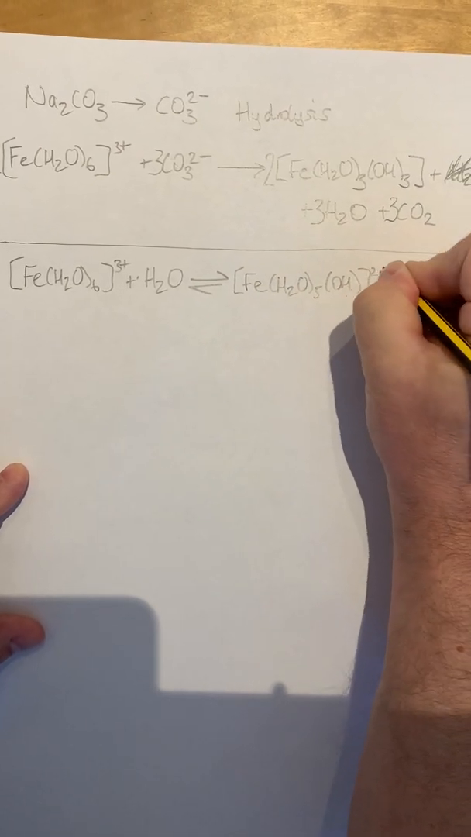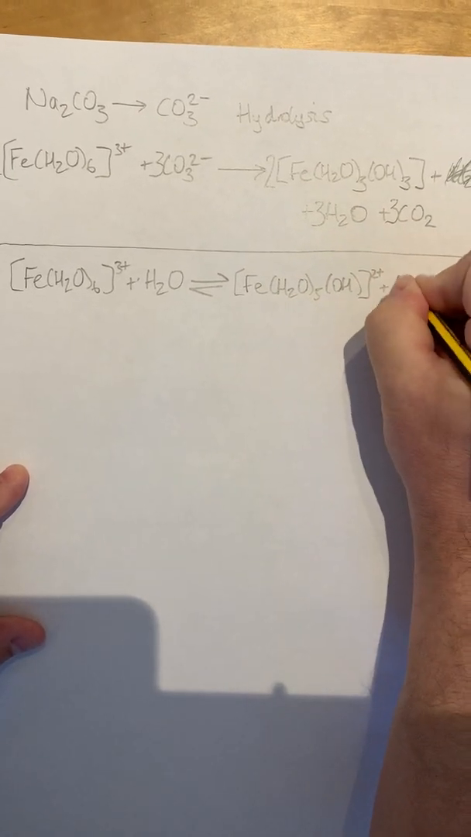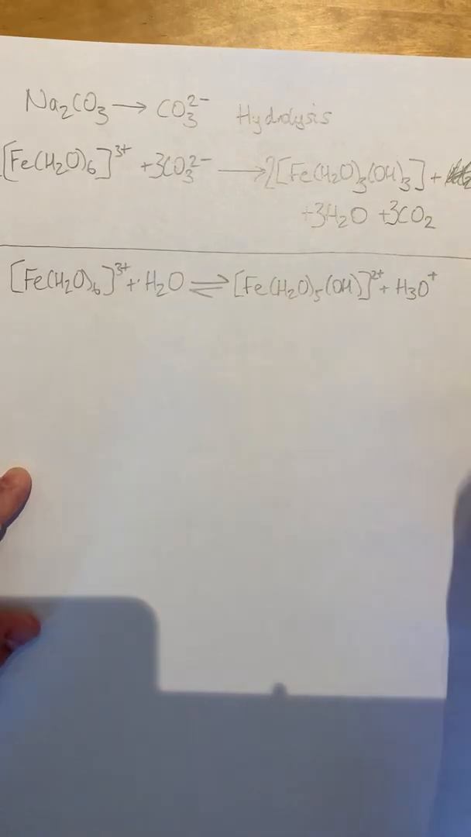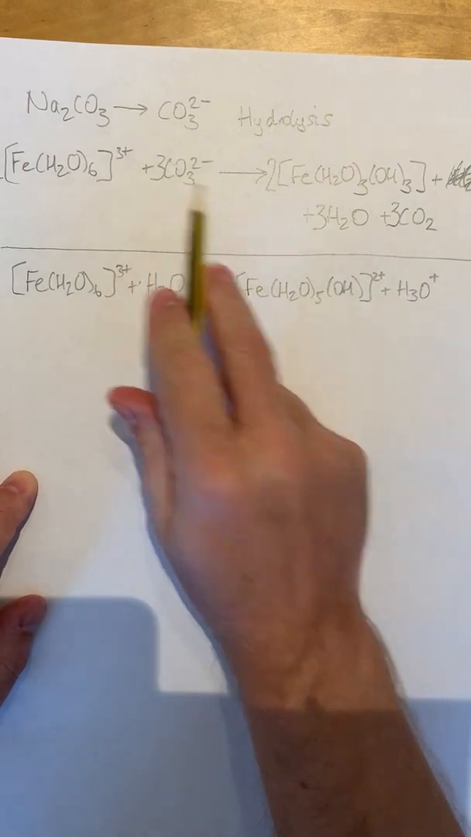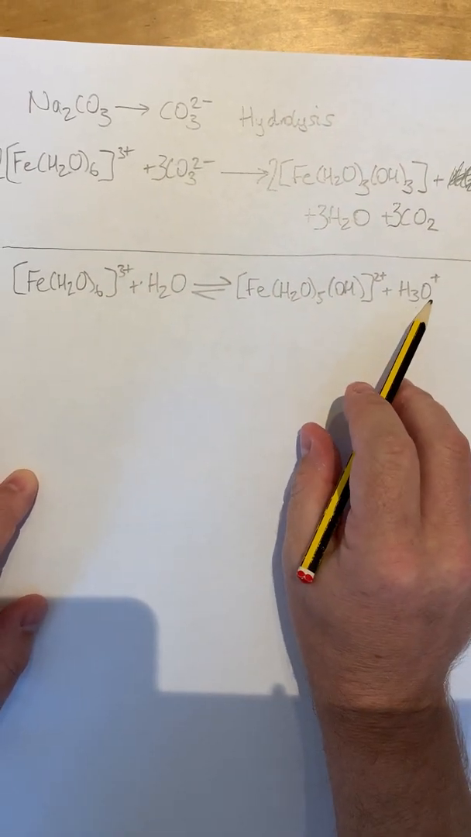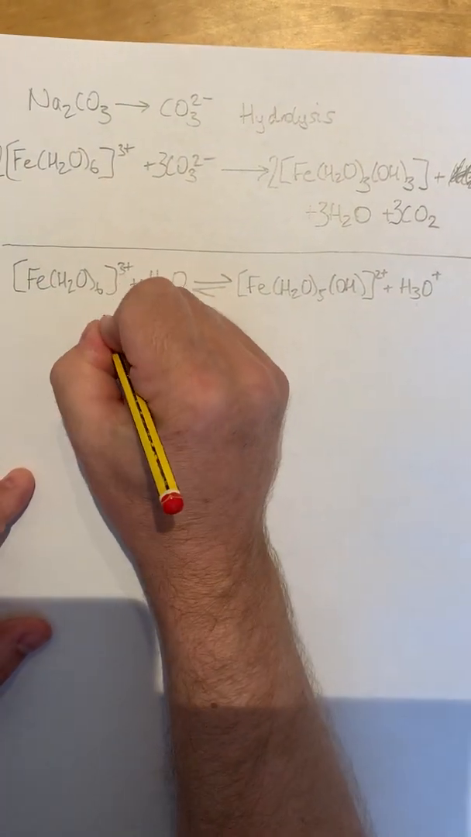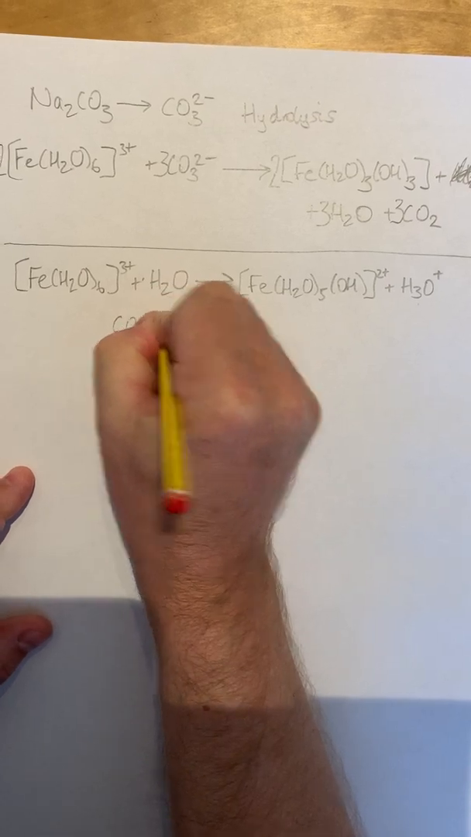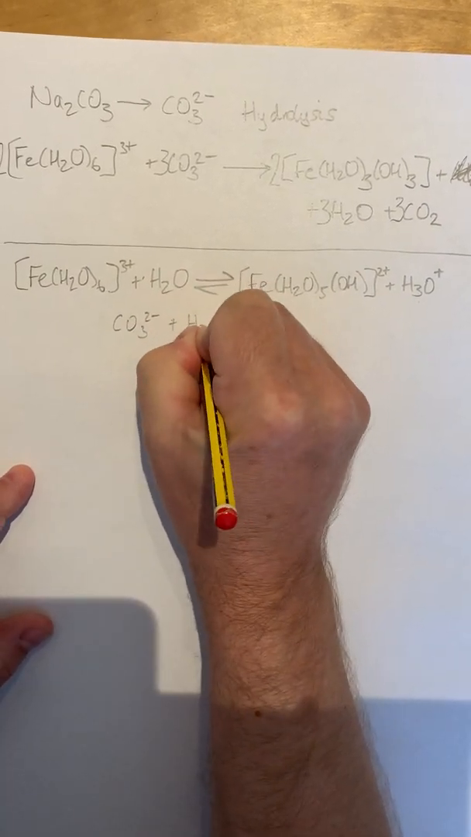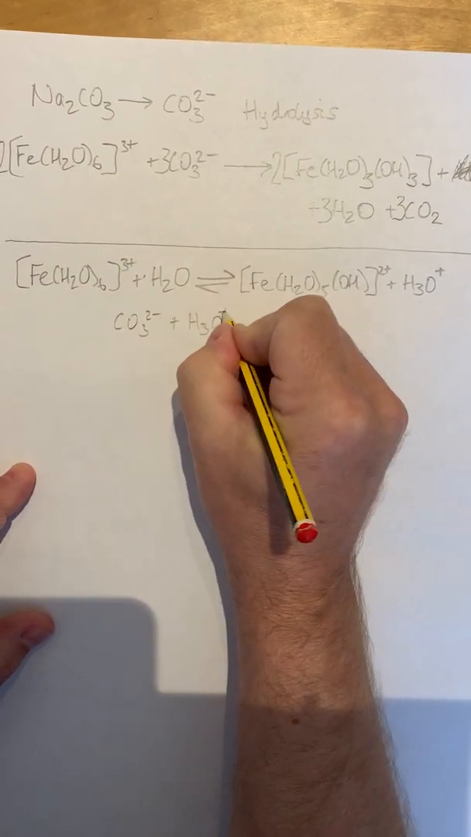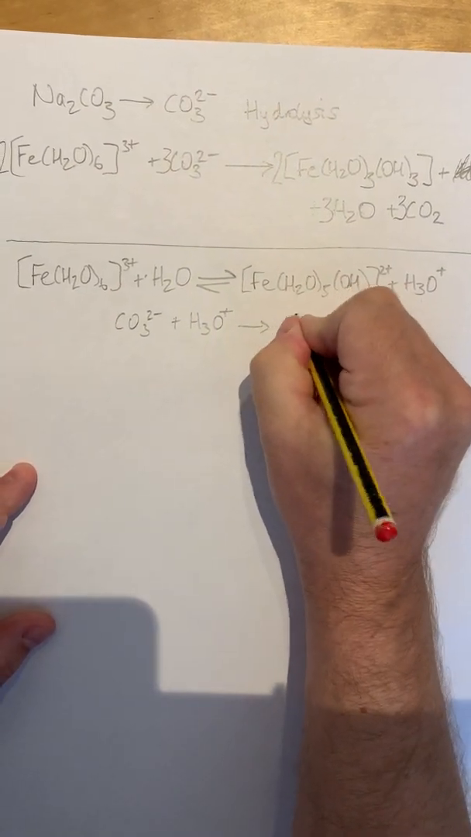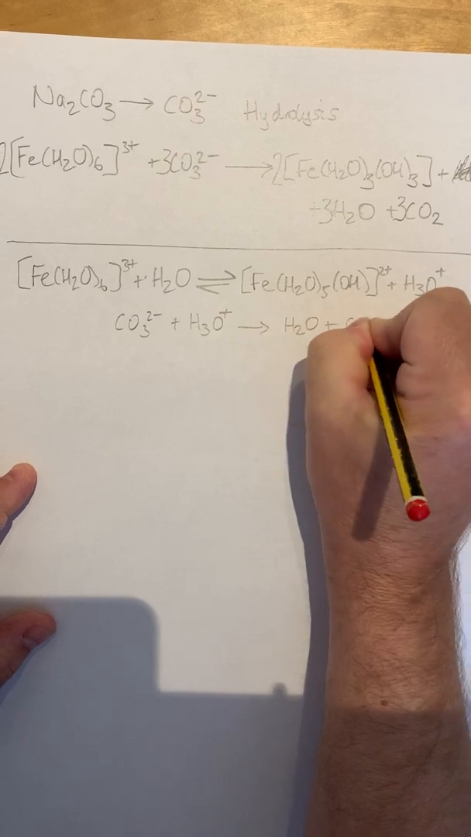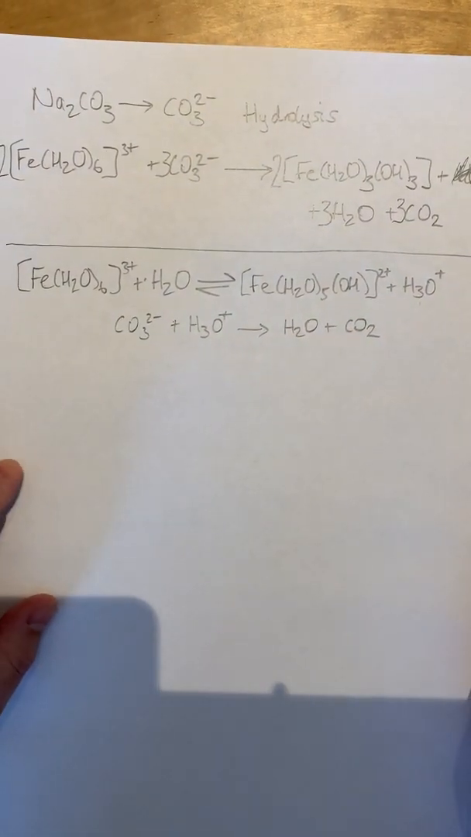Now this goes down to 2+ plus H3O plus. But then we add the carbonate. Carbonate is a weak base like ammonia. So CO3 2- plus H3O plus. Now what that forms is water and carbon dioxide. But that blatantly doesn't balance.